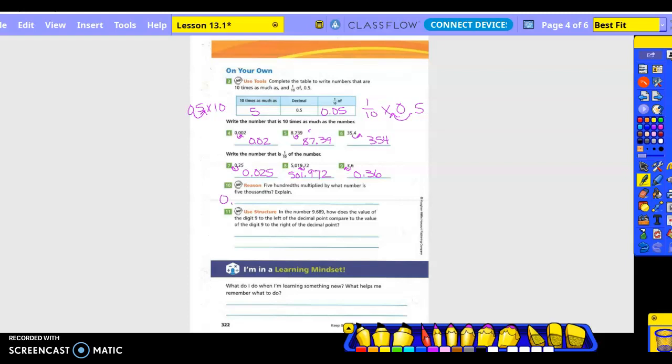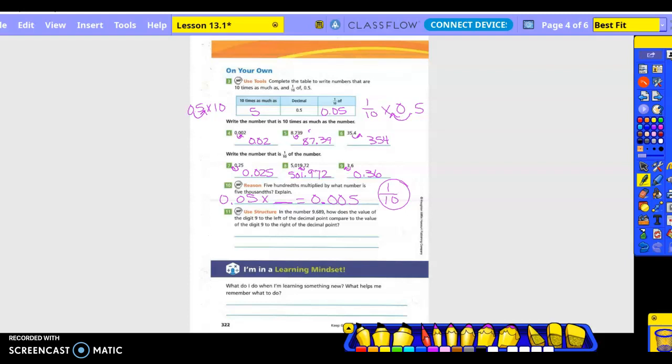Okay. Number 10, 500 multiplied by what number is 5,000? So we have 500 times something equals 5,000. So which way was the decimal moved? To the left, right? So was it multiplied by 10 or by 1/10? 1/10. Because it was moved one place to the left, so that means it had to be multiplied by 1/10. Otherwise, if it was multiplied by 10, it would be what? 5/10, right? And that isn't what we got.